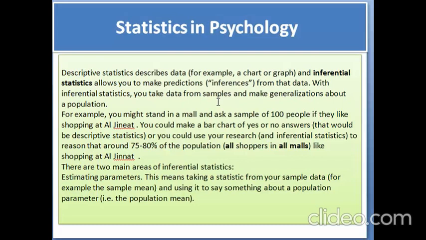and a tabulation form is descriptive. Inferential statistics allow you to make predictions and inferences from the data. With inferential statistics, you take data from samples and make generalizations about a population. We can generalize it because of the collected data.